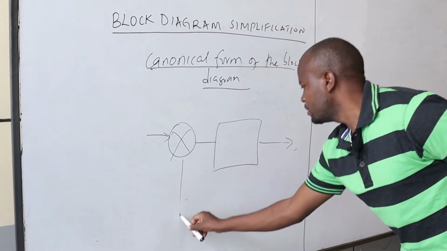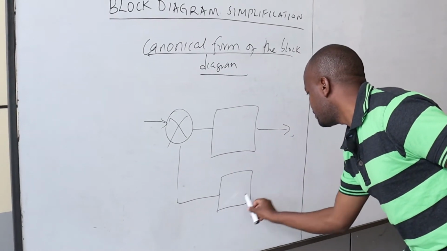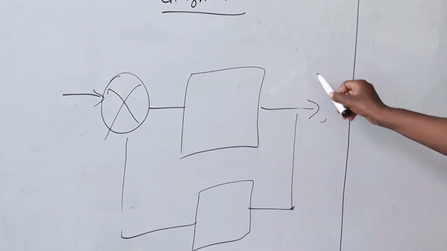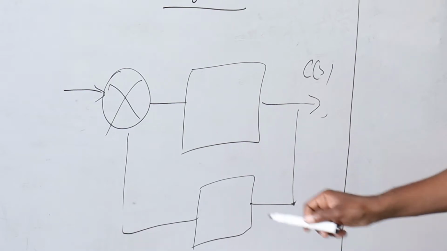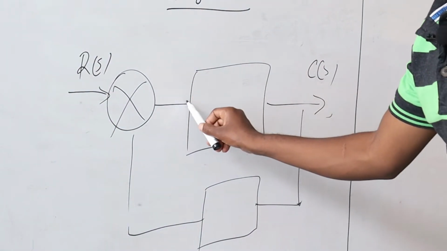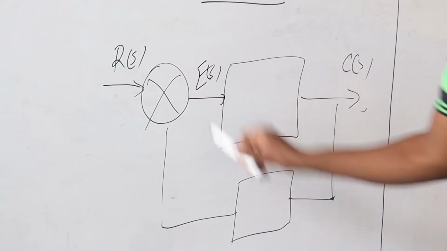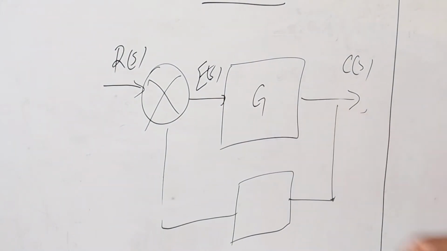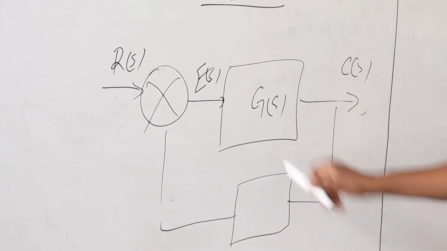So you have that. Yeah, that is the feedback path. In this case, this is our output, that is C of S. This is our input, that is R of S. Then at this point we have error, which is E of S. Then here we have G, that is the forward element, which is also G of S.